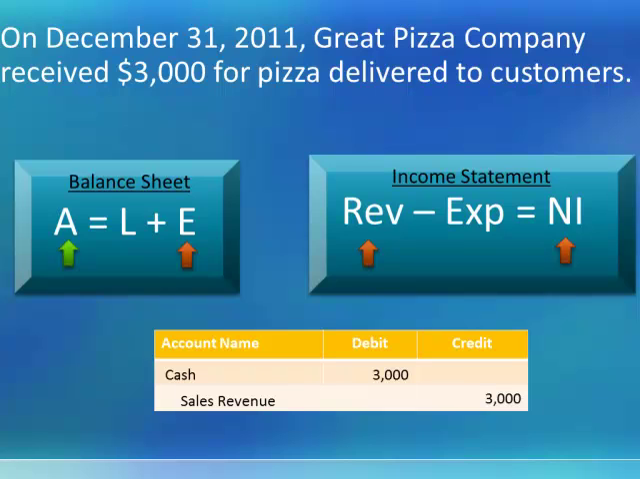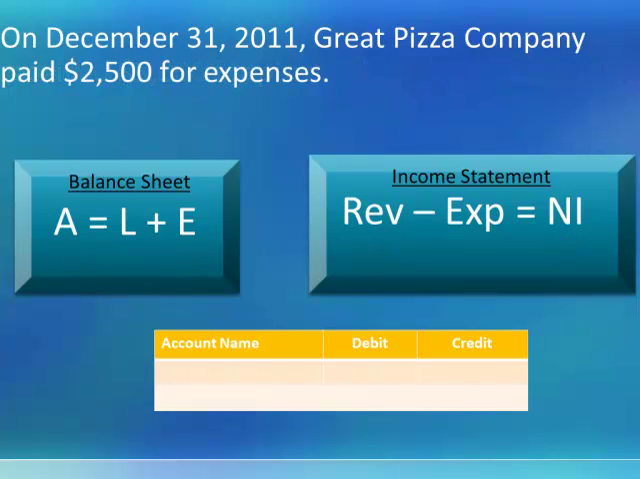The economic event is we received $3,000 for pizza delivered to customers. Cash coming in increases our cash balance, so we debit cash $3,000. We provided delivery pizza to our customer, so since we provided pizza to our customer, we earn that revenue, so we increase revenue by crediting revenue $3,000.